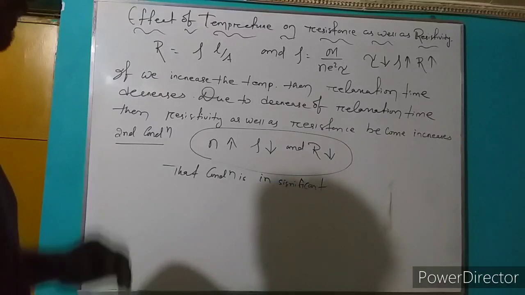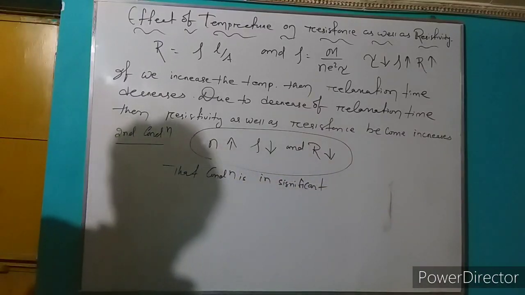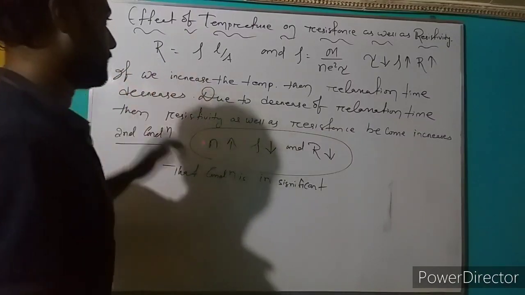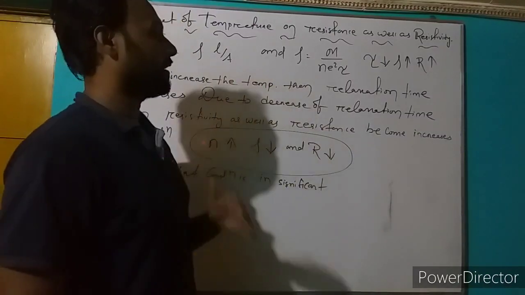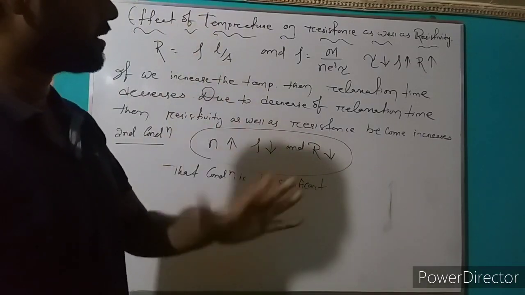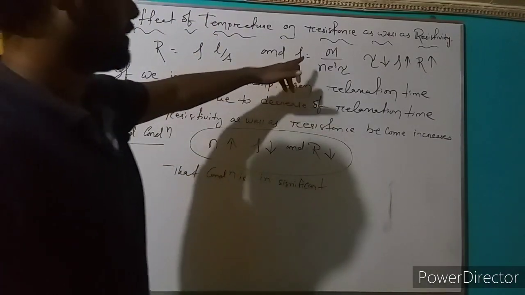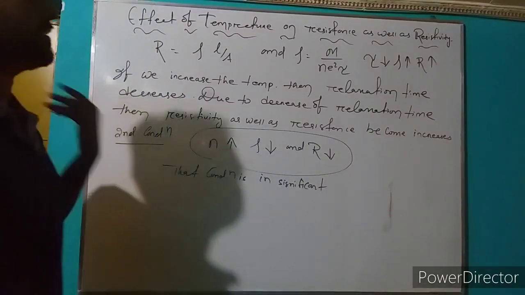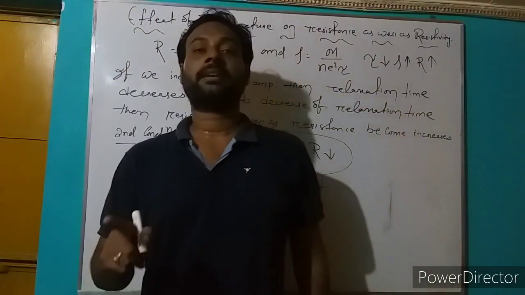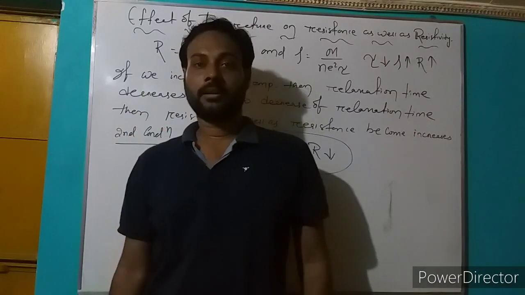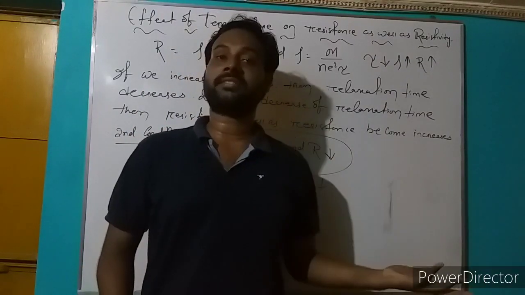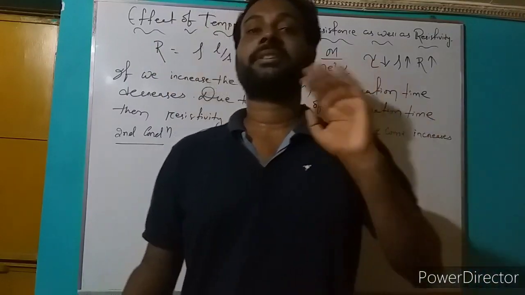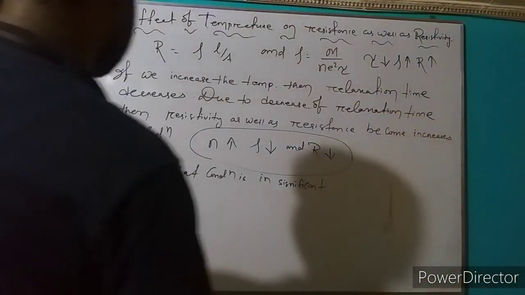Okay, so from the above conclusion, we noticed that if we increase the temperature, then relaxation time decreases, so the resistivity as well as resistance of the material increases. That's why, in the case of a conductor, if you increase the temperature, then what will happen? Resistance as well as resistivity of the material increases.